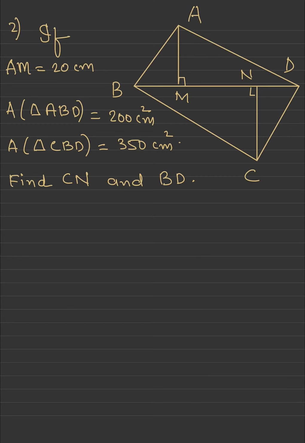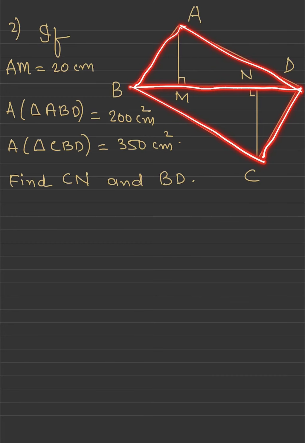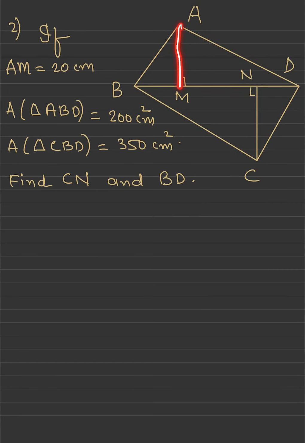So you have triangle ABD. And the other triangle is BDC. When you look at these two triangles, you find that both triangles have the same base BD. AM is the height of the first triangle. CN is the height of the second triangle.